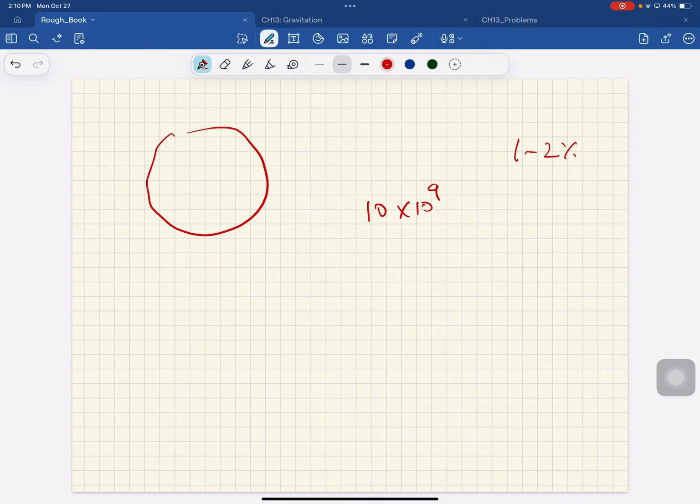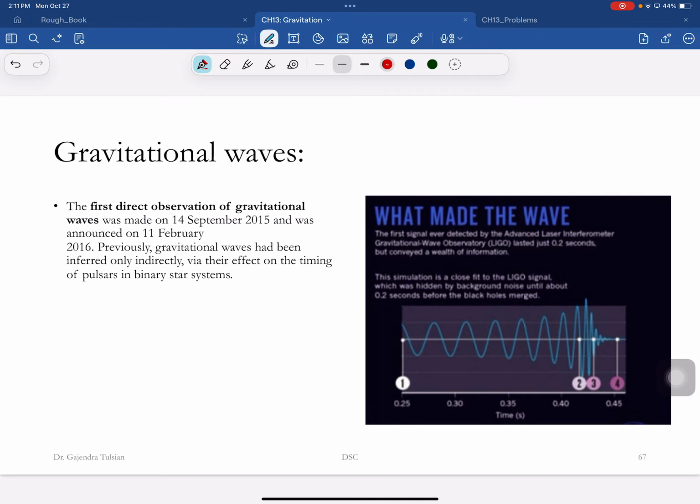Like I said, I can keep telling you about this stuff, and your head will spin and spin. Okay. So here's the signal. This is the signal from 0.25 seconds to 0.45 seconds. This is when the two black holes merged. Okay? So that's 200 milliseconds of data.